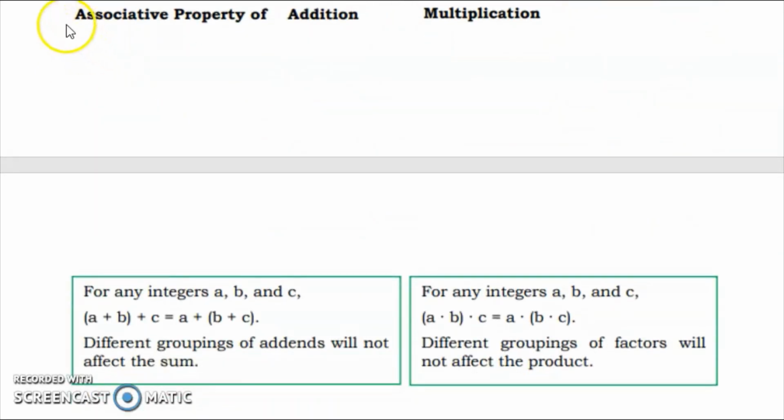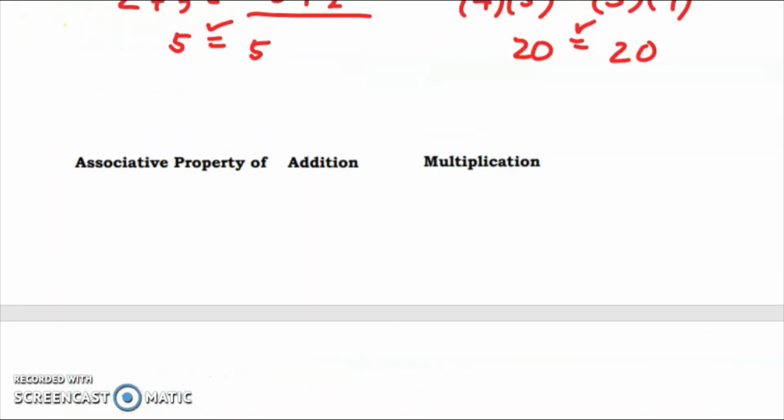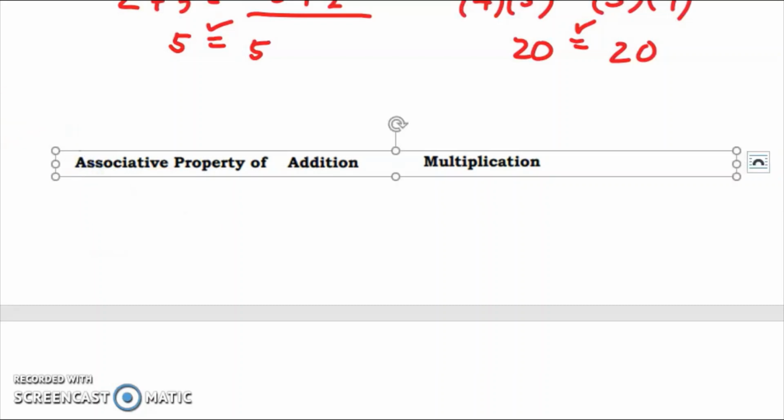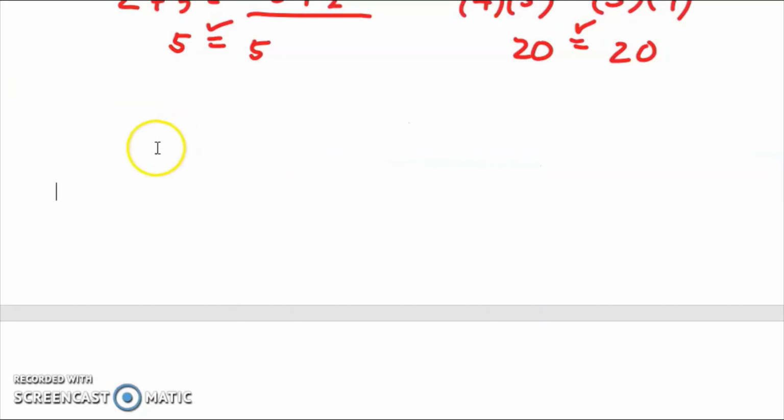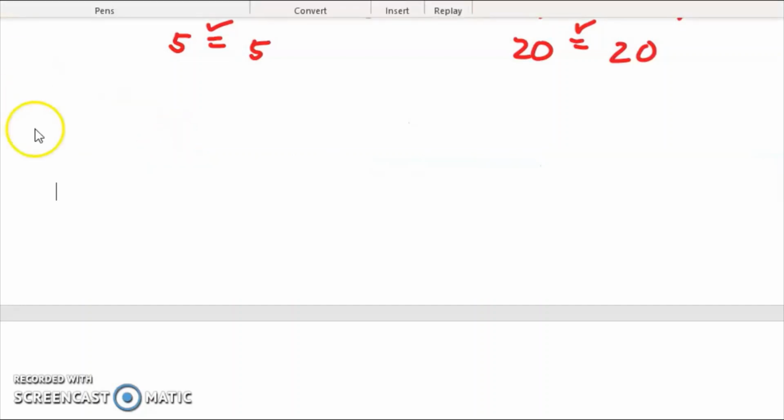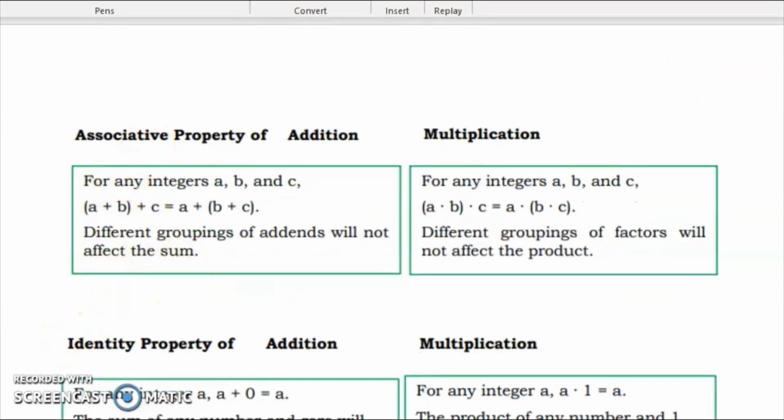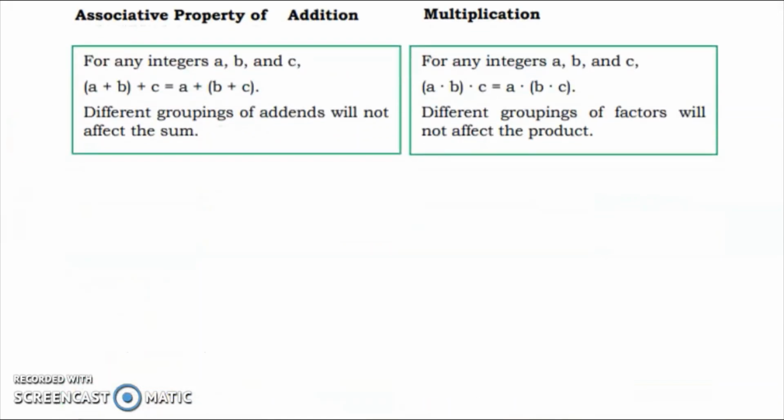Now, for associative property, okay, i-enter ko lang siya para hindi putol. Wait, draw. For associative property, ayan. Wait lang. Okay.